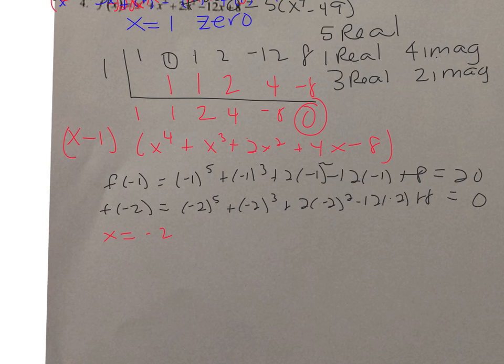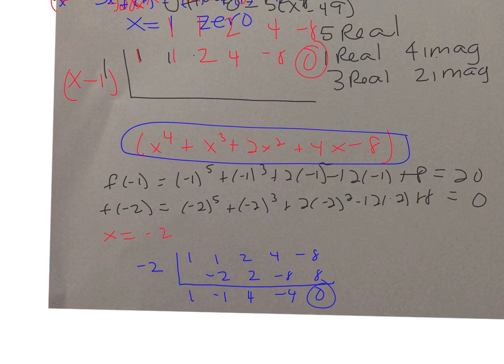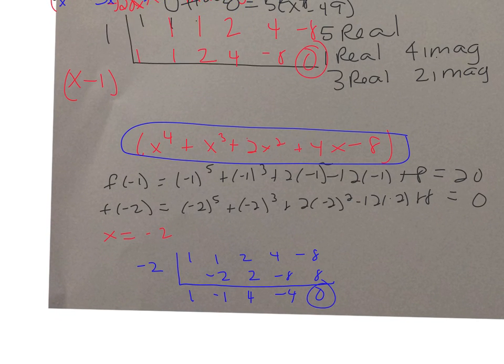Okay, so now I'm going to go from this polynomial. I'm going to put negative 2 on the outside because that's one of my zeros. And I have 1, 1, 2, 4, negative 8. So I have 1, negative 2, negative 1, 2, 4, negative 8, negative 4, 8, and I get 0, which makes sense because my remainder is 0. So now I have this so far. So these are my factors. Have to start moving things up.